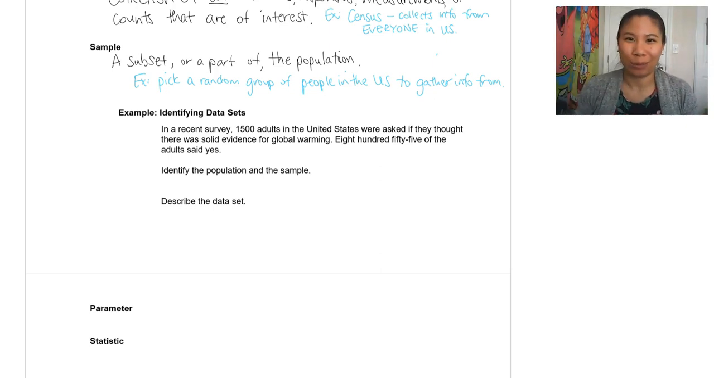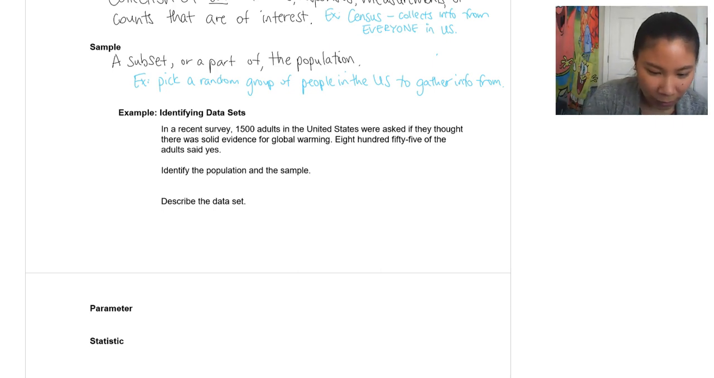Okay, so let's do an example together. We have a recent survey where there's 1,500 adults in the US. They were asked if they thought there was solid evidence for global warming. 855 of the adults said yes. So, identify the population and the sample. So first we need to figure out when these people took the survey, who is the population, who was the sample. So here, it says the survey asked 1,500 adults, okay, in the US.